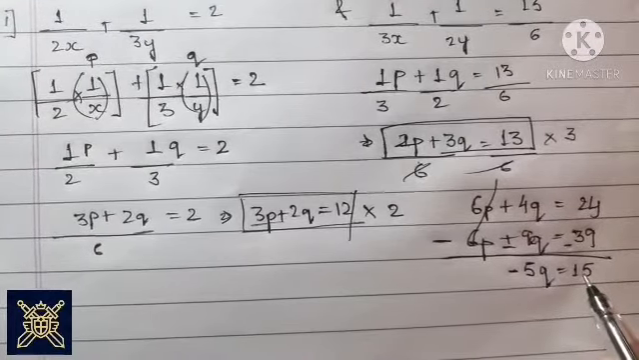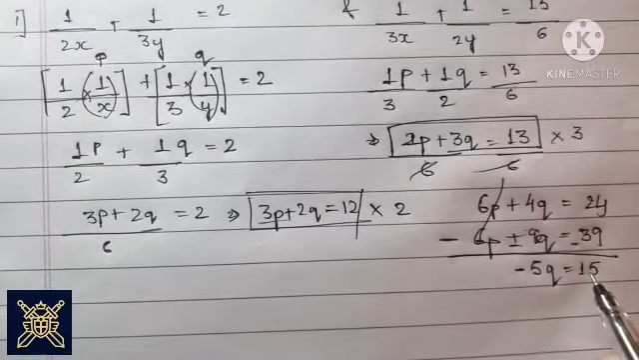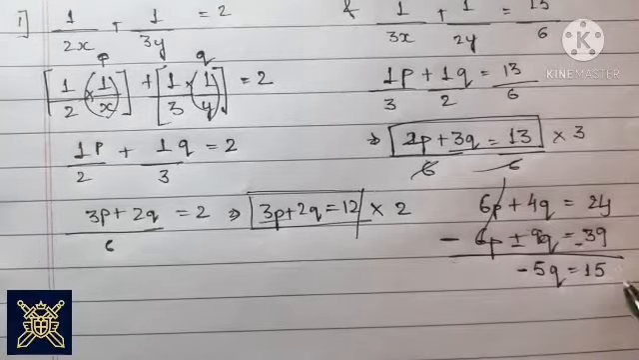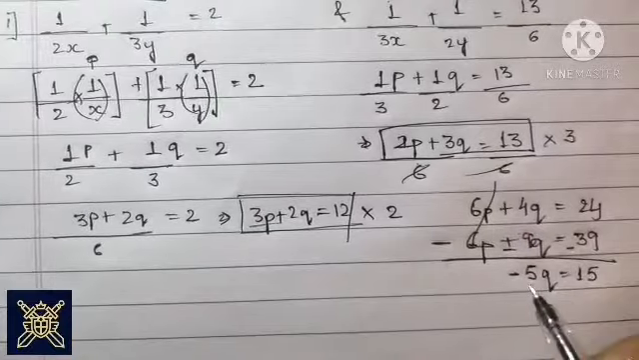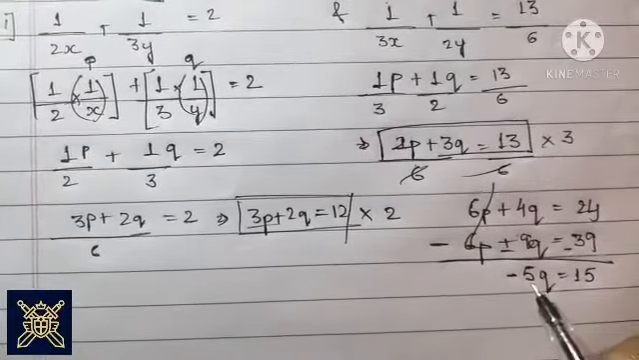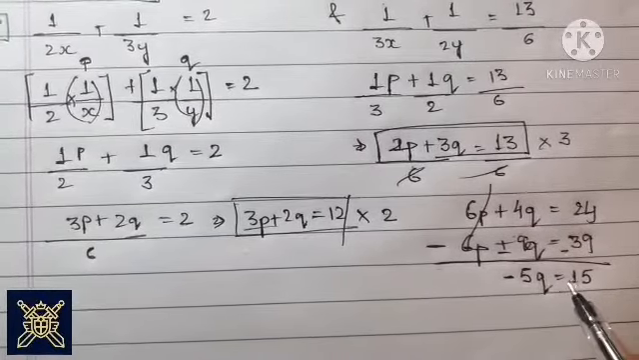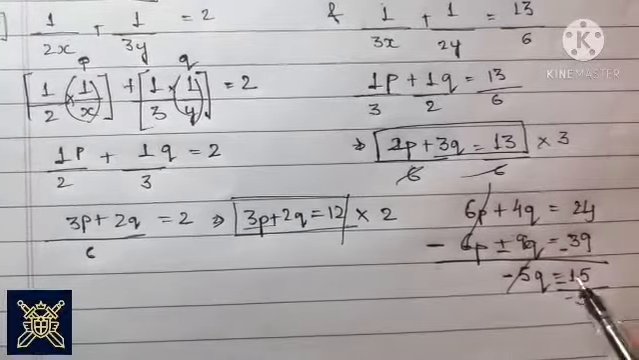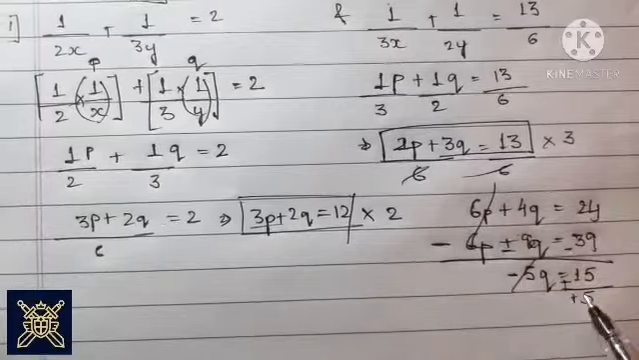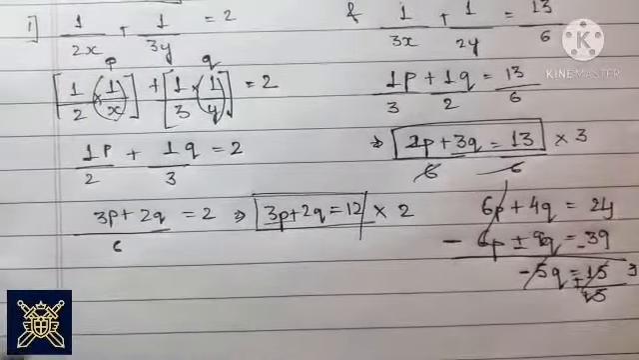So using this, we can find the values 24 and 39. So 5q, then you have minus 5q is equal to minus 15, that is q is equal to minus 15 upon minus 5. Minus and minus cancel, and you get that q is equal to 3.